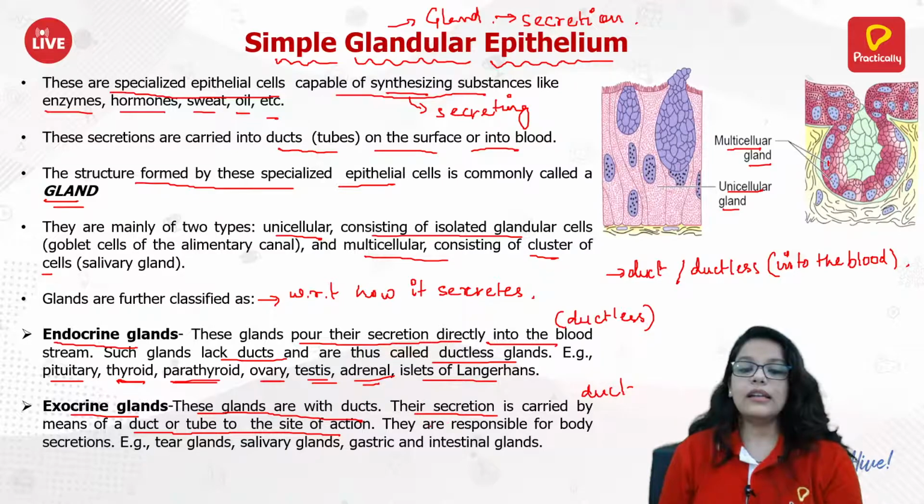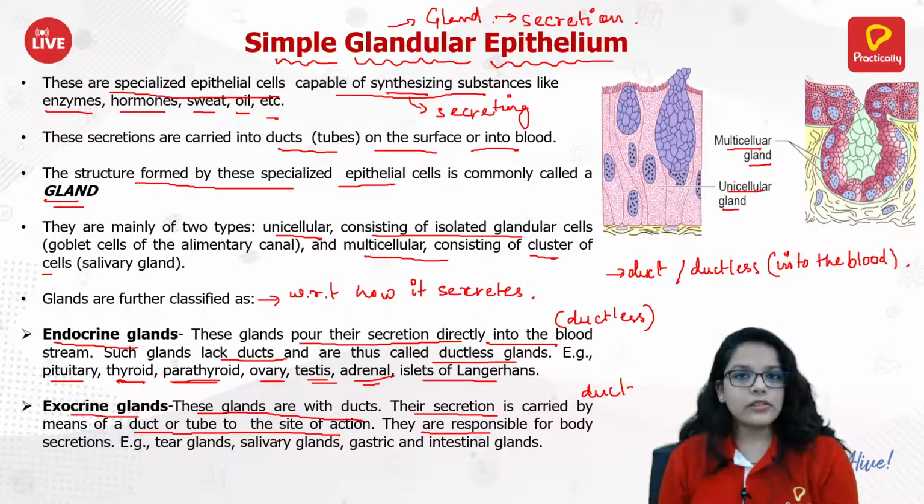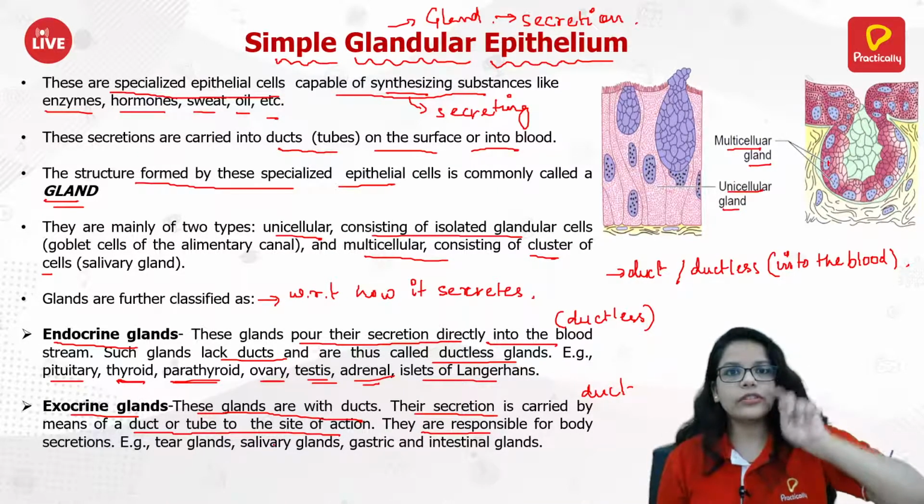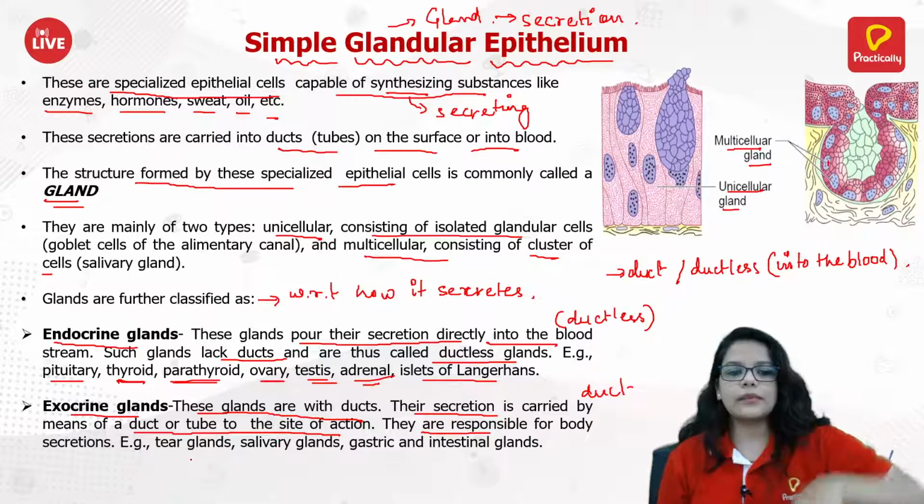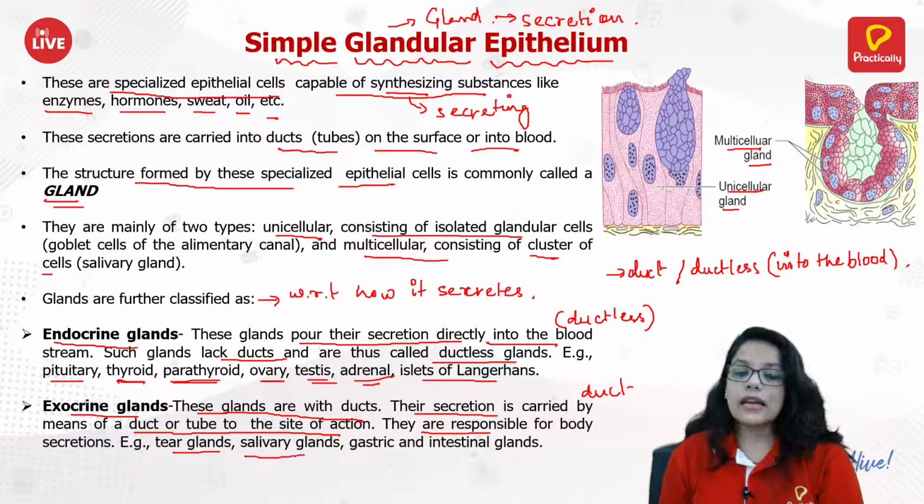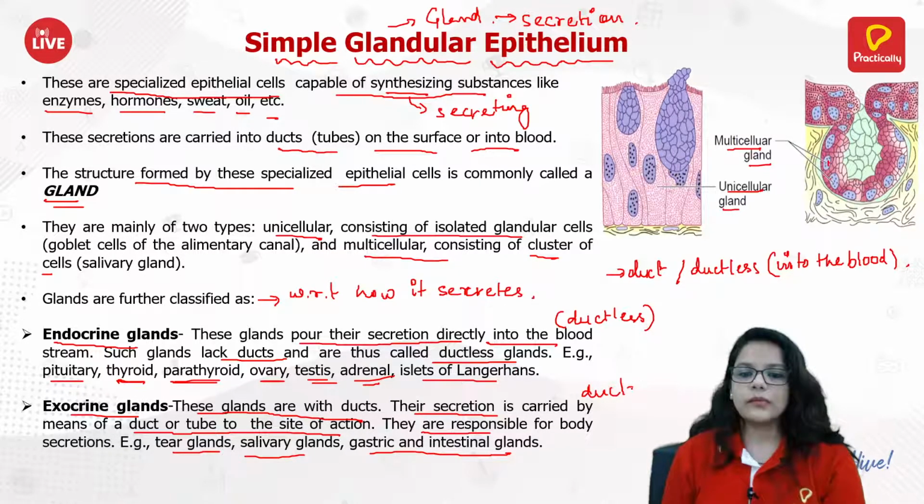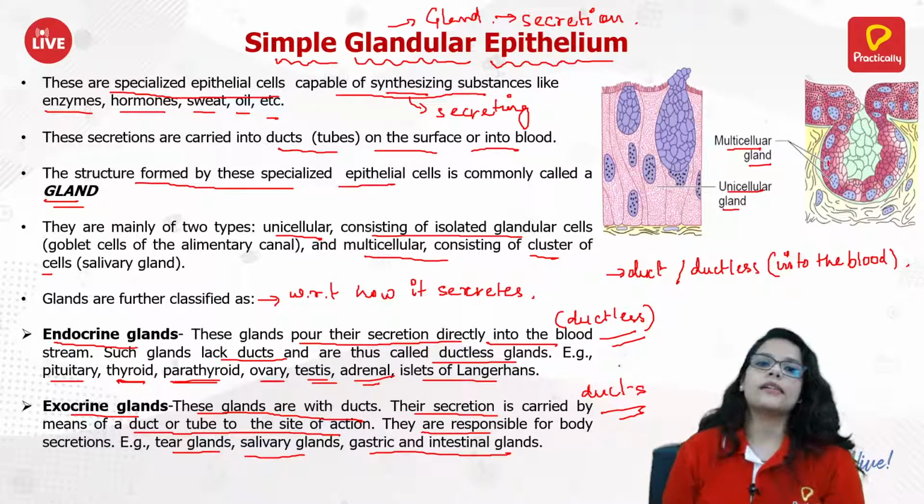And they are responsible for body secretions such as tears. Tears come through ducts. Tear duct, you might have heard. So it comes through ducts. Tear glands, salivary glands also have ducts. Gastric and intestinal glands, they all have ducts. So, ductless and with ducts.